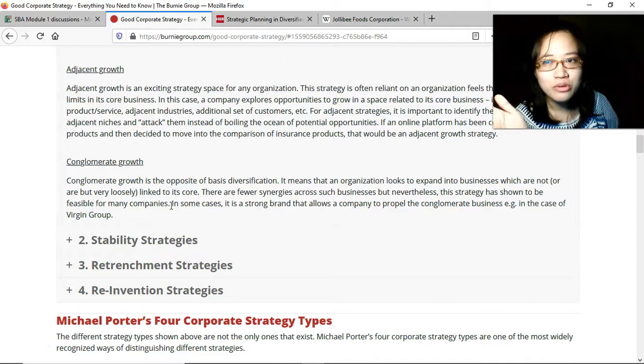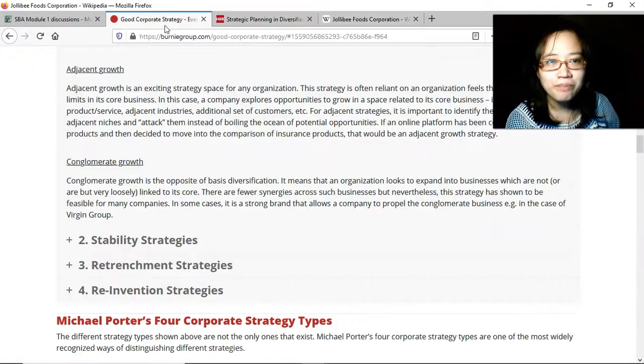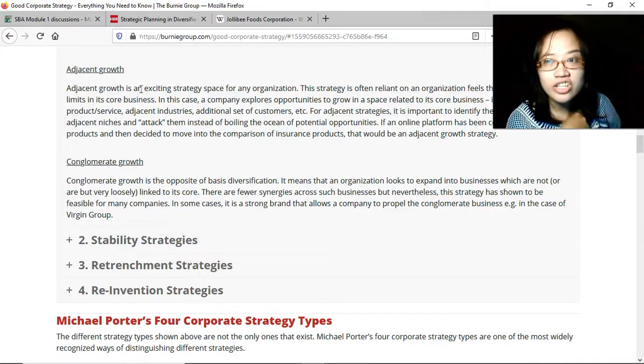But of course, there are also groups of companies that are more on adjacent growth, wherein what they acquire are only related businesses. For example, Jollibee Foods Corporation, they do acquire different types of businesses, but more on food related, right? They have Jollibee, Greenwich, Red Ribbon, Chowking, Mang Inasal, Burger King Philippines, and all these other food stores, okay? So that's more on adjacent growth, right?